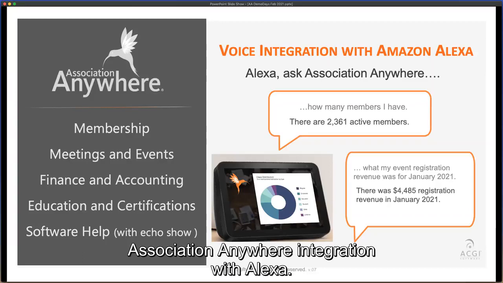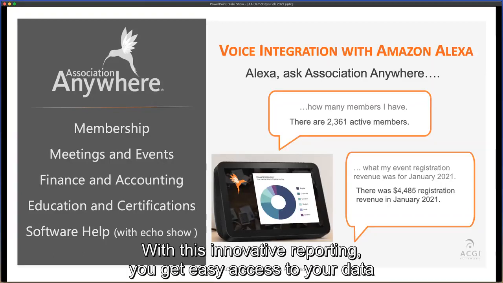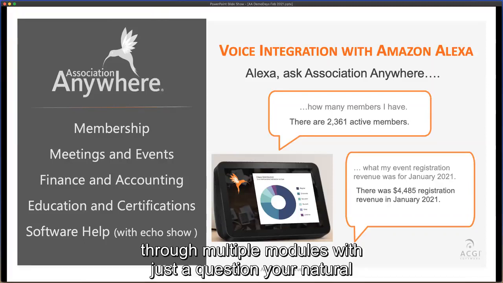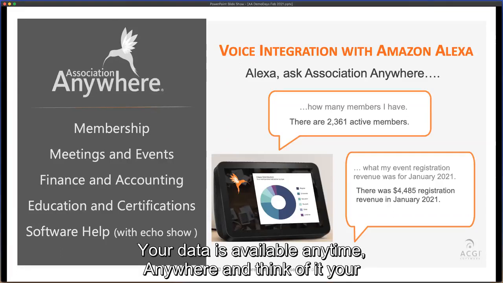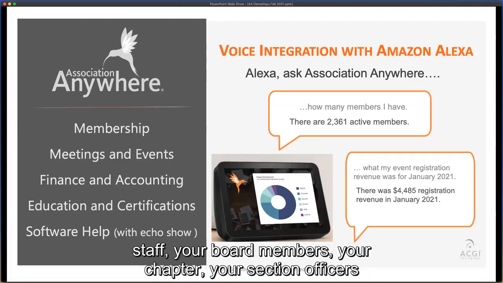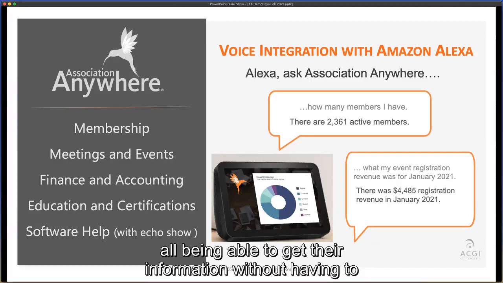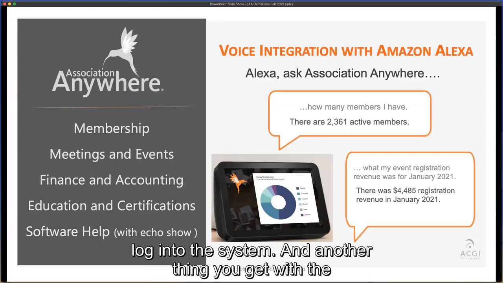Association Anywhere, integration with Alexa. With this innovative reporting, you get easy access to your data through multiple modules with just a question, your natural language. Your data is available anytime, anywhere. And think of it, your staff, your board members, your chapter, your section officers, all being able to get their information without having to log into the system.